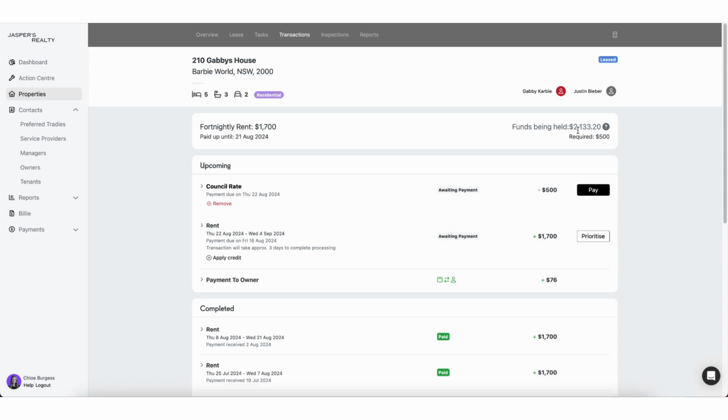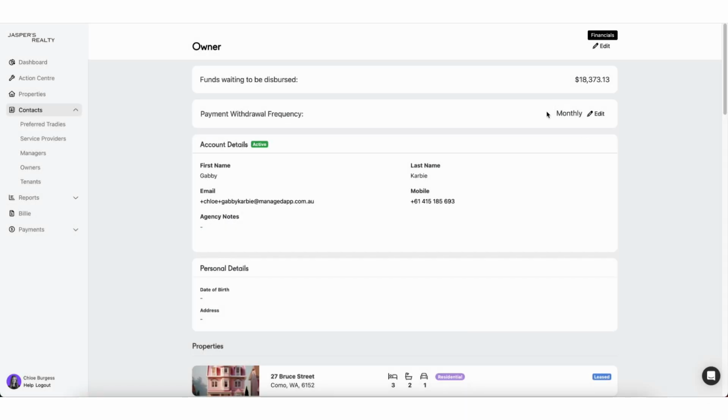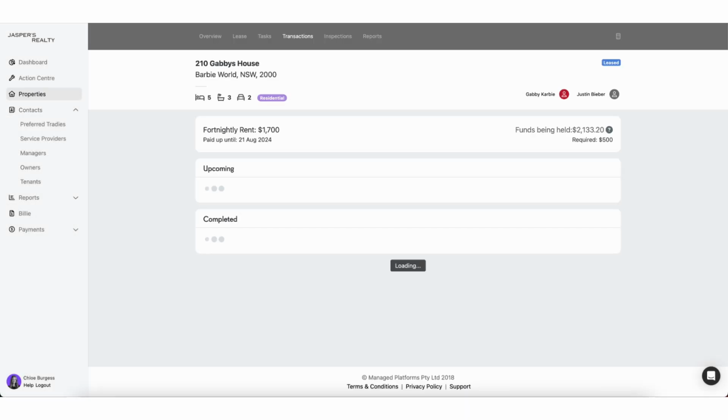And why are there funds being held, you might say? Well, our owners have three options of how they can have their rent dispersed to them: instant, weekly, or monthly. Sometimes if an owner is set up on weekly or monthly payments, there usually is money being held as the desired frequency, because they have chosen, and if I was to click my owner's profile here, her rent to be dispersed to her monthly.